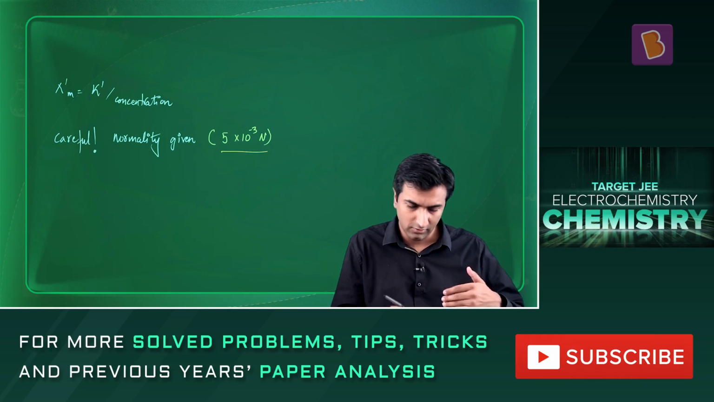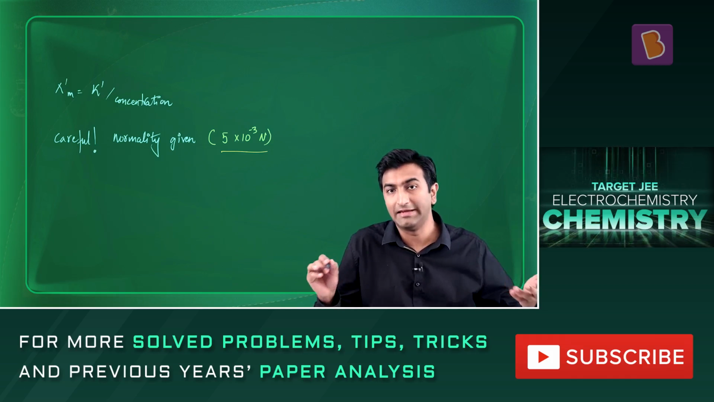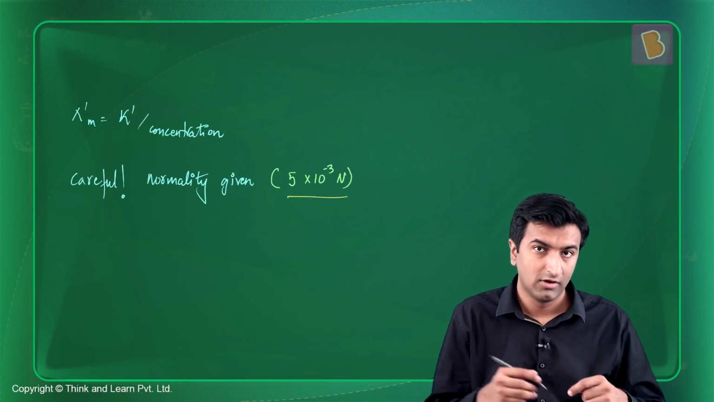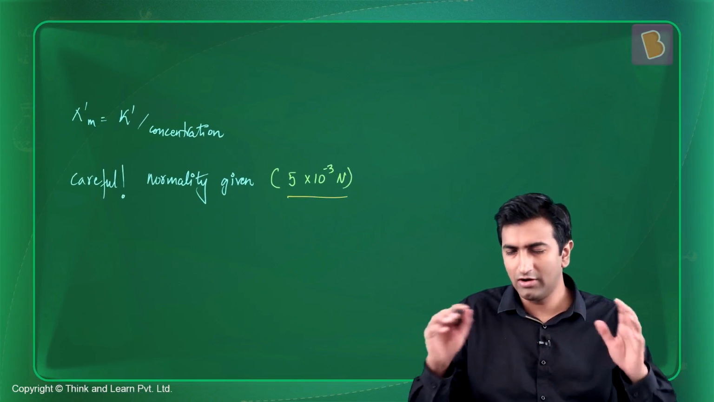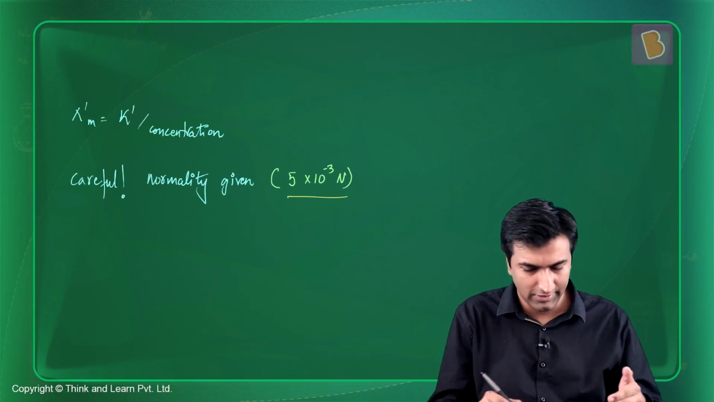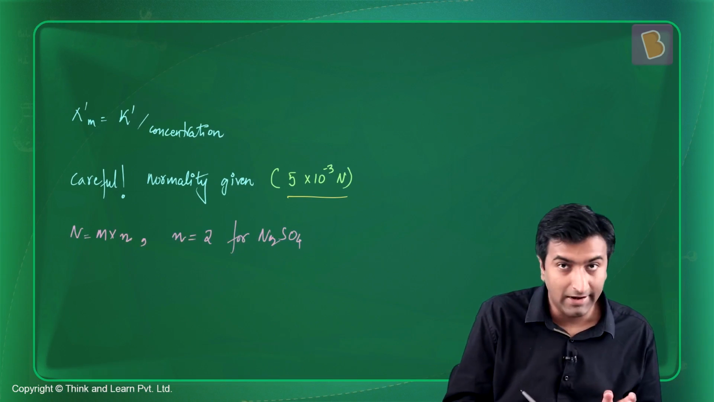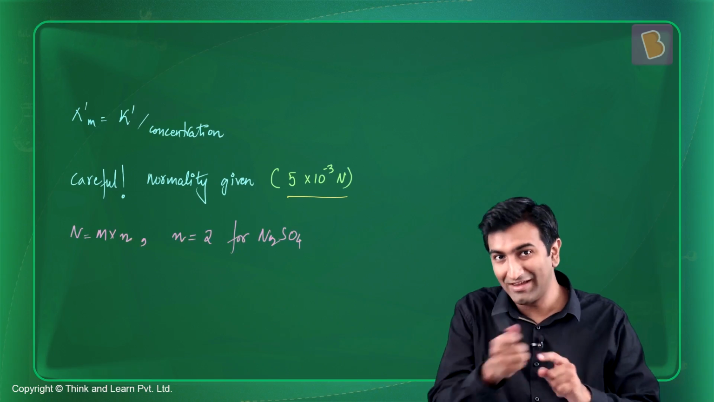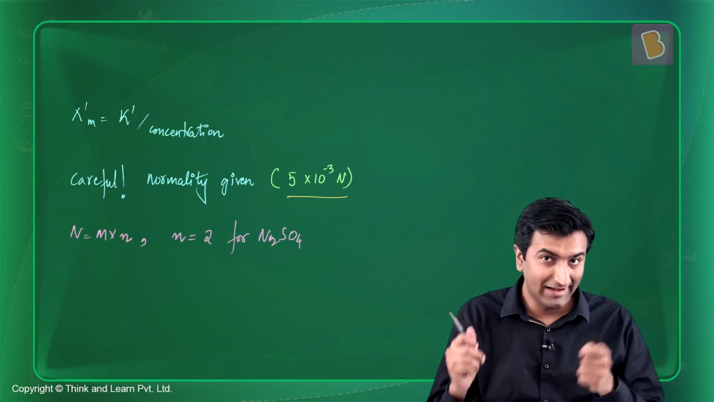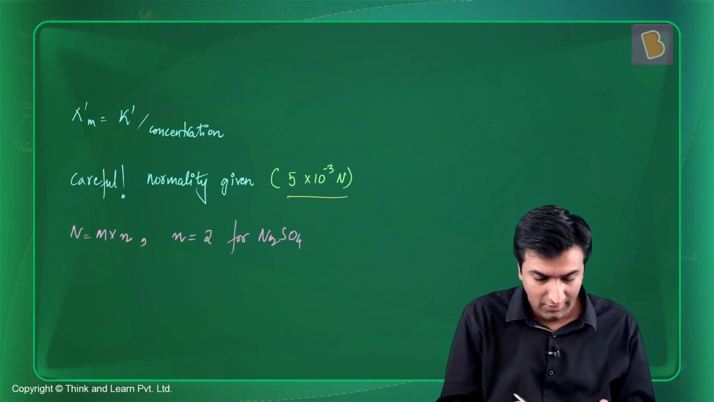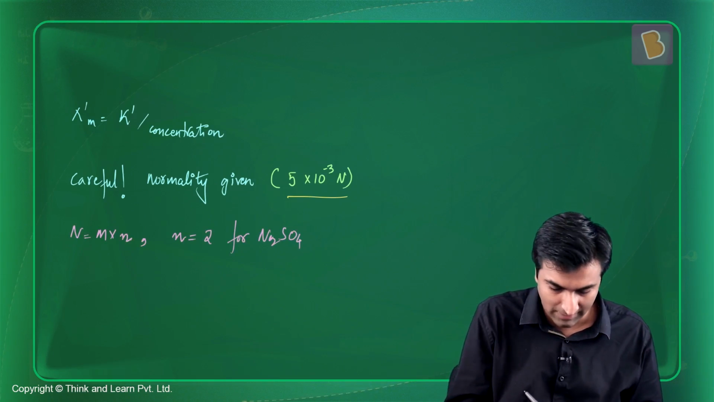For the sake of convenience, we can also use lambda equivalent, but that's not what's been asked for. You can do this in one of two ways, but they all arrive at the same conclusion. So we'll do it in this manner. You know that normality is molarity times n. Remember, n comes after m in the alphabet, right? So n is larger. That's how I remember it. So m into n should give you normality.